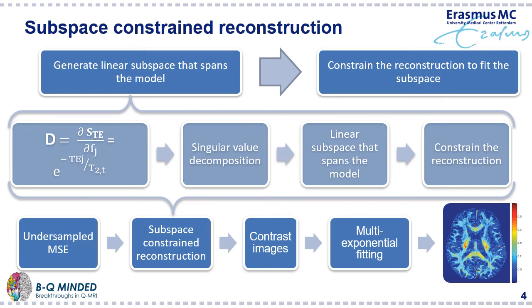So, looking at the overall picture, we do a fast undersampled scan, use the proposed technique to reconstruct contrast images, then use the conventional multi-exponential fitting to get the myelin water fraction maps.